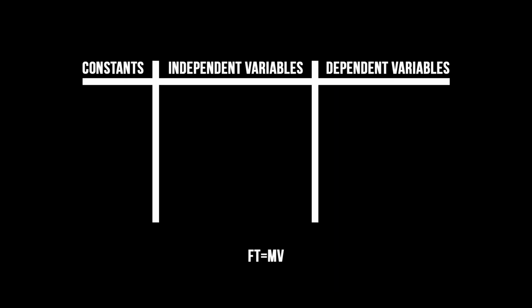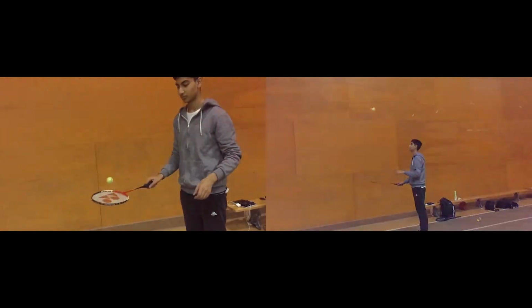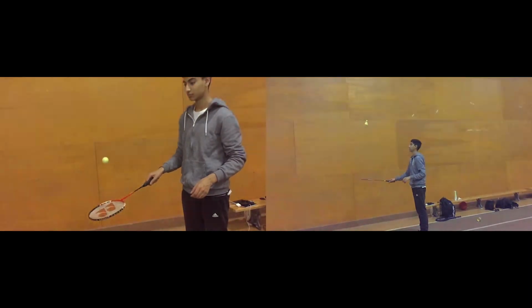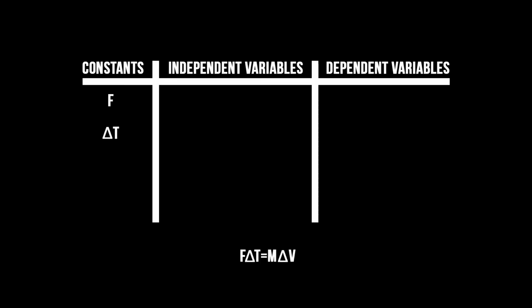Third and final experiment, we kept our force and time constant, as you can see by the racket's speed and motion being roughly the same between trials. The mass of the shuttle, however, is now our independent variable, and we controlled it by using either a regular 5.5 gram badminton shuttle or a 25 gram miniature tennis ball, with about the same elasticity as the shuttle's tip. Our dependent variable was still the change in velocity, delta v, which we observed from the distance our shuttle traveled.